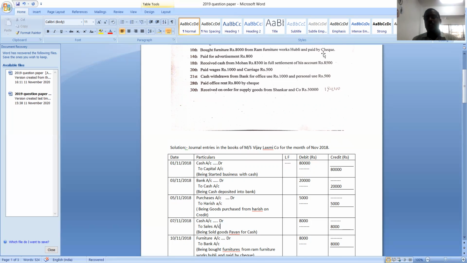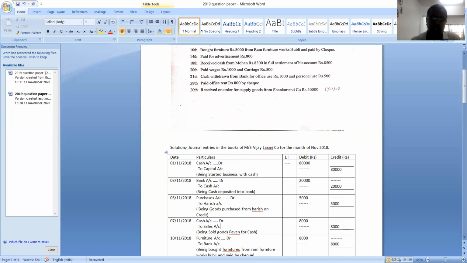Only in case of credit transaction, name of the person or name of the company is important. But in case of cash transaction, whether payment is made in the form of cash or in the form of check, cash or bank is important, not the name of the person or firm. So here two accounts are, one is furniture account and another one is bank account.